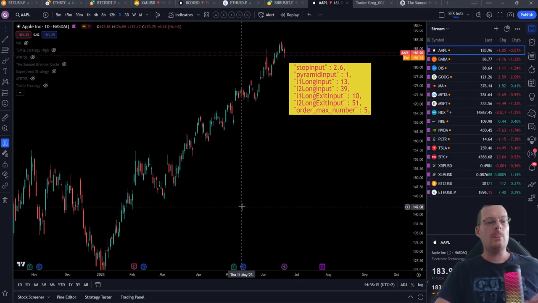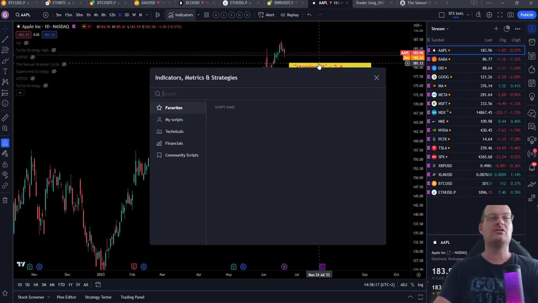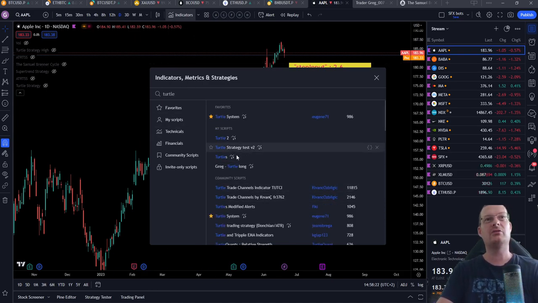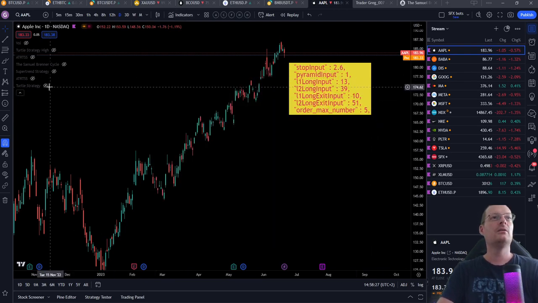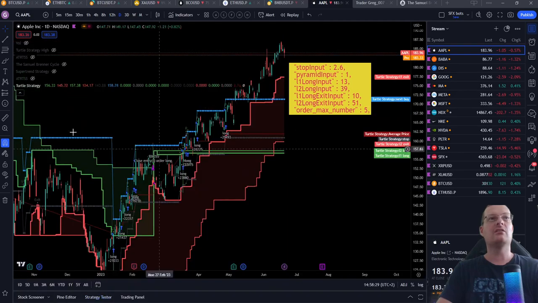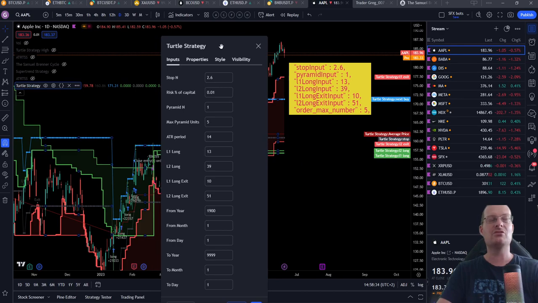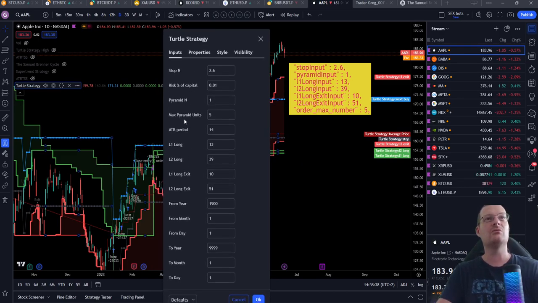So the ones that I use are, for example, the turtle strategy. You go to indicators in TradingView, type turtle, and then you go for the turtle system from Eugene71. What you get is something like this. And then I modified that script, so it looks a bit different in the script that I use compared to his original one. So stop N is for me stop input 2.6. Risk of capital, that I don't use, that I removed from the source code.